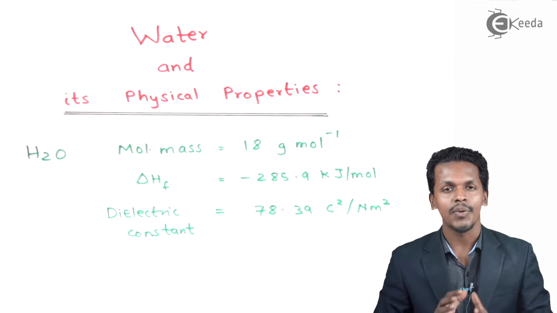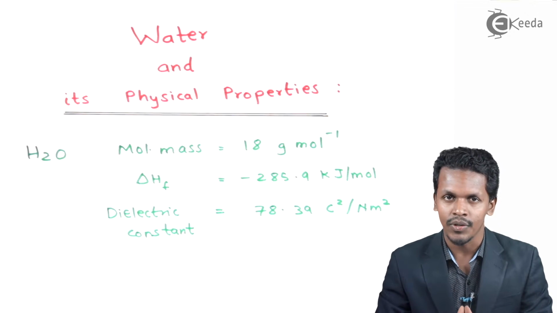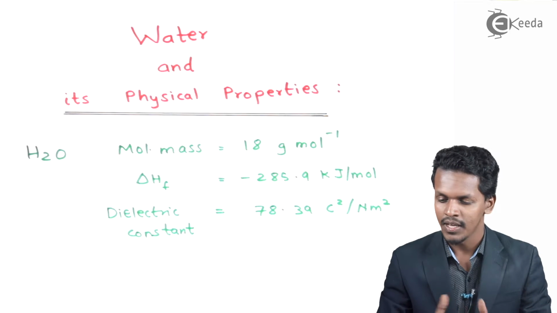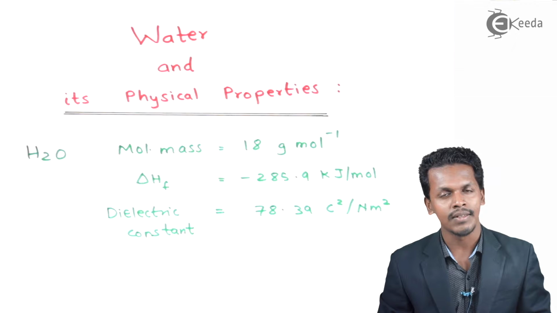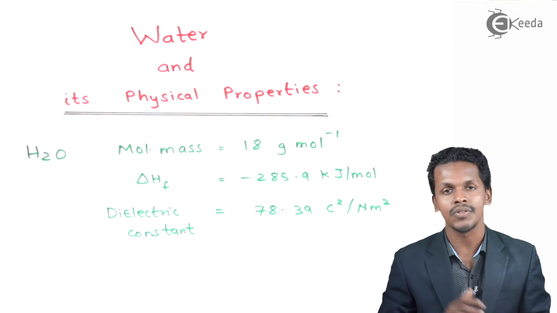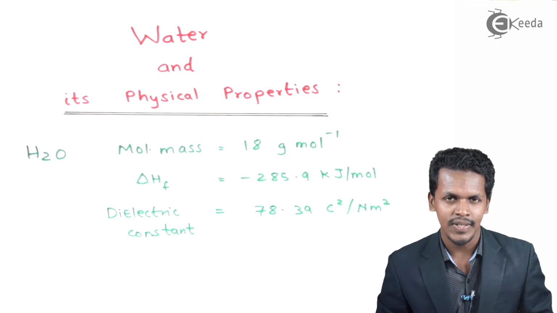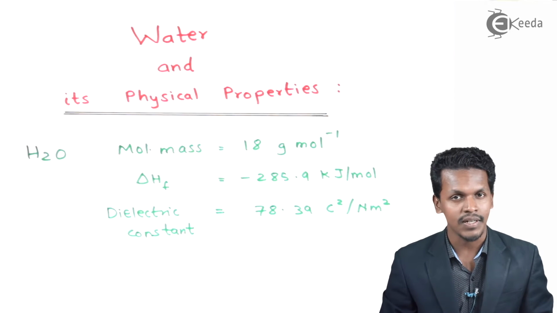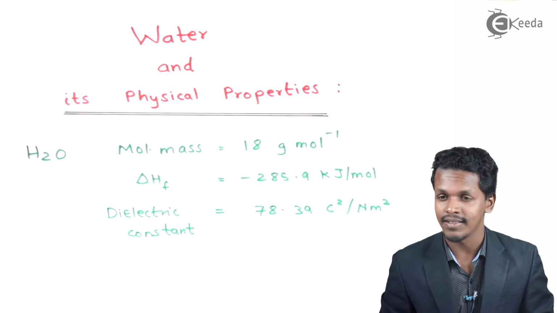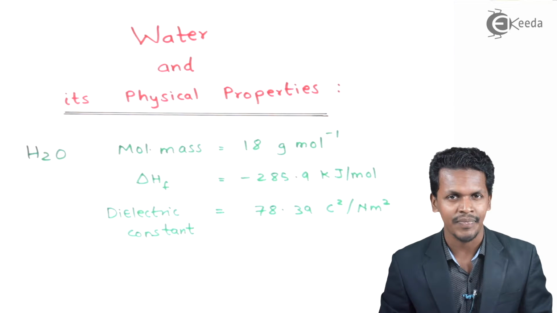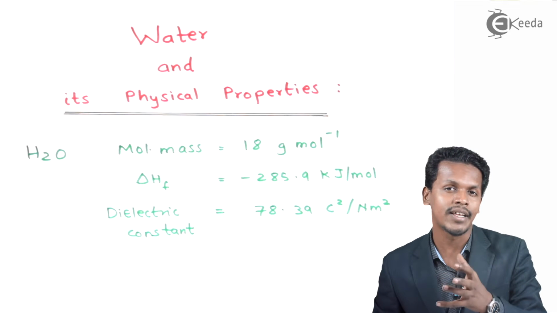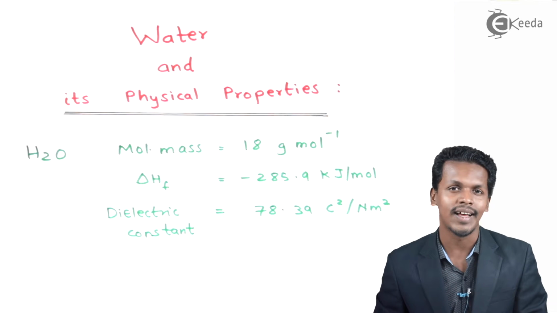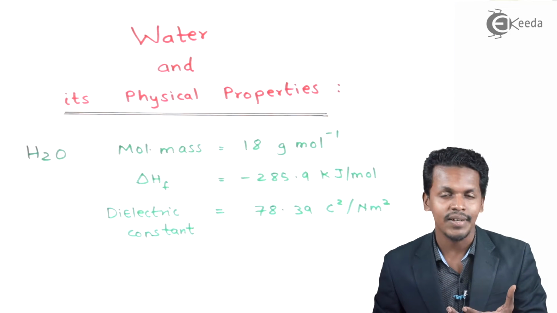Now let me discuss how water plays a very important role and what the other properties are. The central atom in water is oxygen, and oxygen belongs to group 16. So we could say water is a hydride of oxygen, while the other hydrides of group 16, like H2S, where hydrogen is attached to a group 16 element, are in gaseous state.